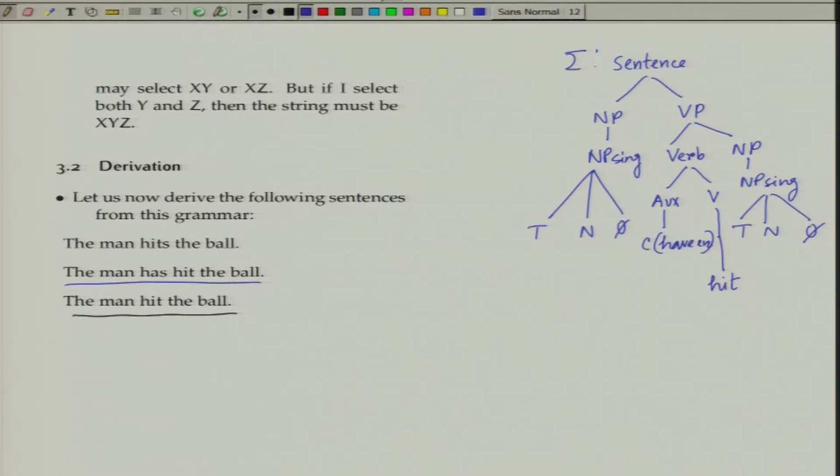V goes to het. So there we are, and T has to become the, this is man, and here it is the, and ball. Now we are pretty close. C in this case has become S, because look at the context, it is NP sing, so C becomes S, and have N is haven.